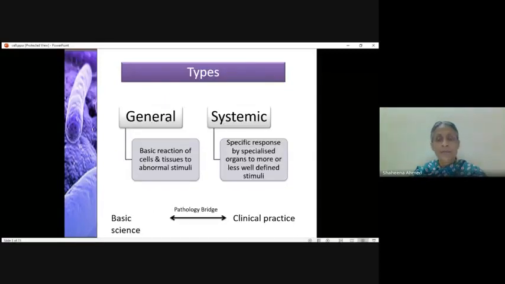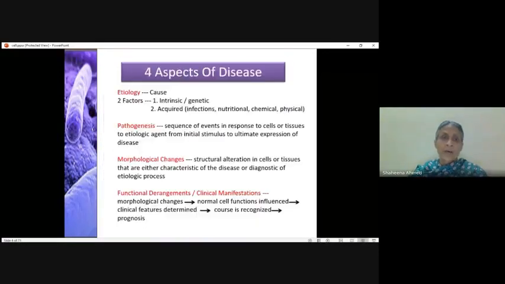Now, there are two types of pathologies, general and systemic. General deals with the basic reaction of the cells in the body to abnormal stimuli. Systemic, this is more specific, where we deal with diseased systems like the respiratory system or the GIT system, nervous system, etc. Now, if we look at the disease, there are four aspects to it.